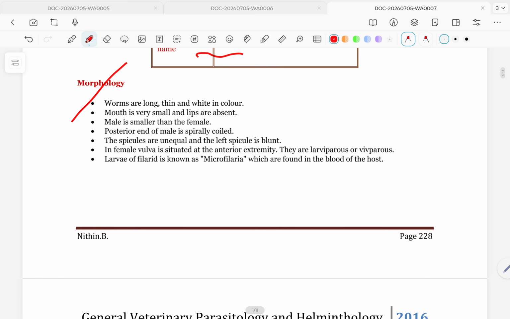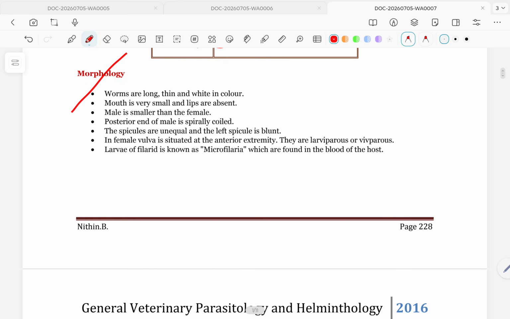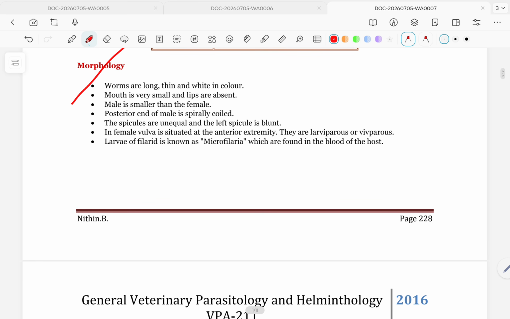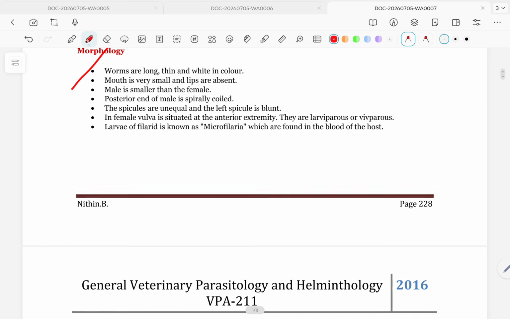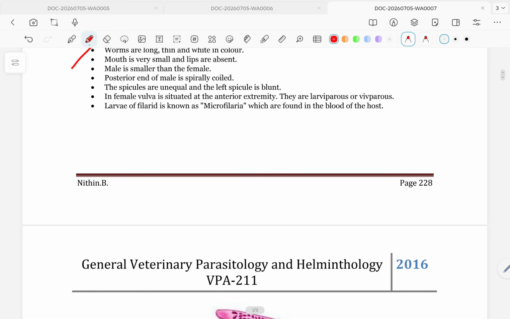In female, vulva is situated at the anterior extremity. They are larviparous or viviparous. Larvae of filariids are known as microfilaria, which are found in the blood of the host.